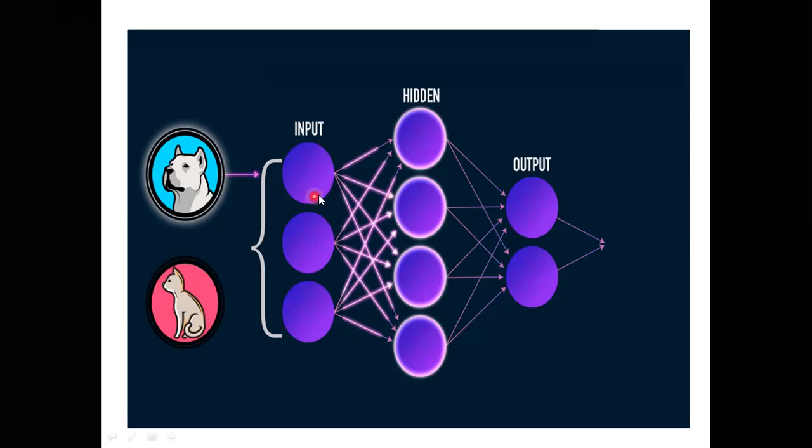Guys, let me say how a neural network is working. If you understand the working procedure of this neural network, then you will become fond of neural networks and artificial intelligence, and you can learn it with your own intention. In this picture, you can see there are so many features.